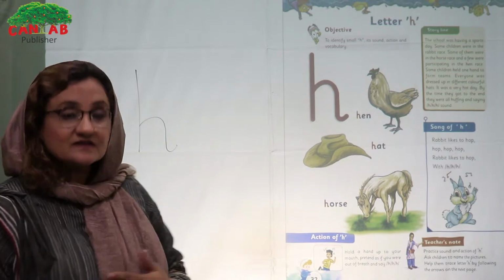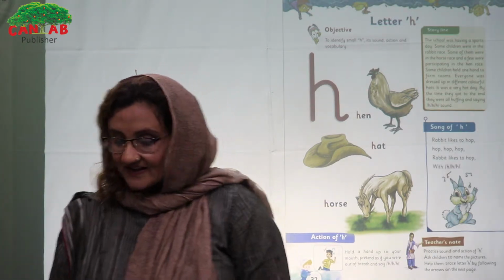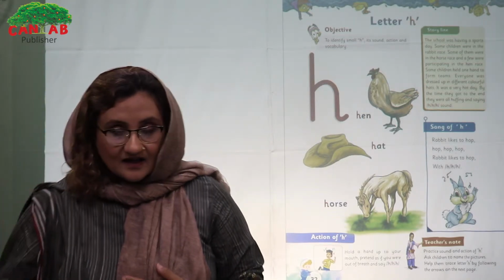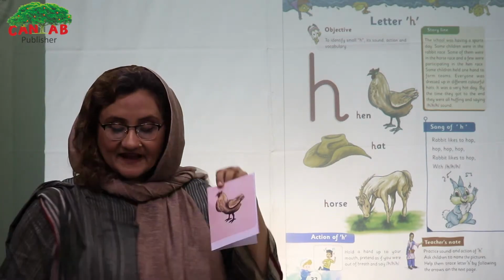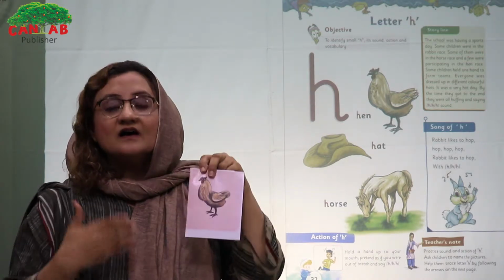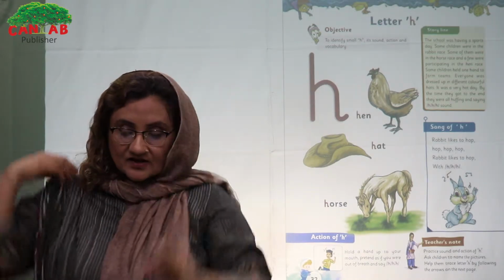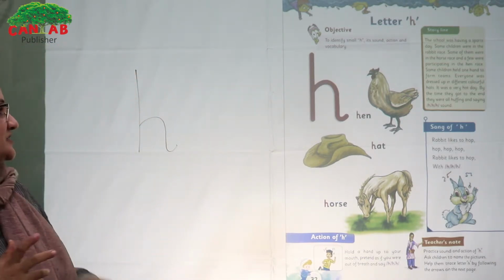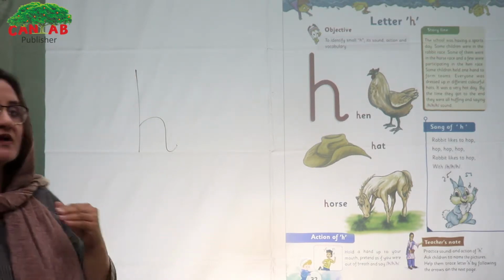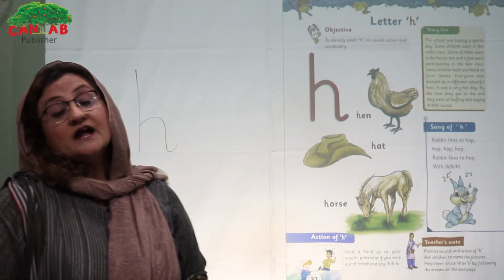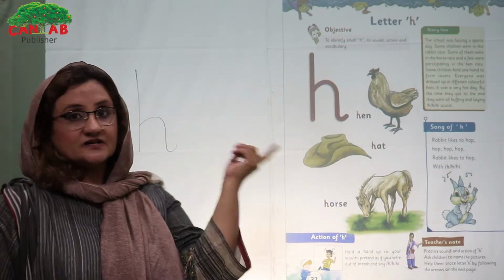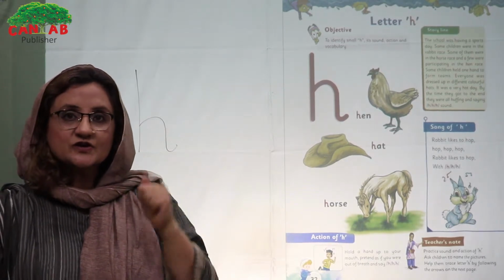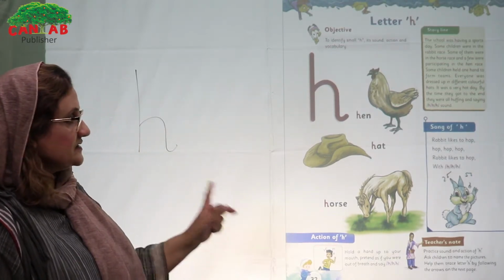Letter H says hanger. Letter H says horse, and letter H says hen. Now what you can do, you can paste the relevant and a few irrelevant pictures around this letter H, and you can invite the student to come and to match letter H with the concerned picture. After this you can write letters here, and you can invite the student to come and to encircle letter H.